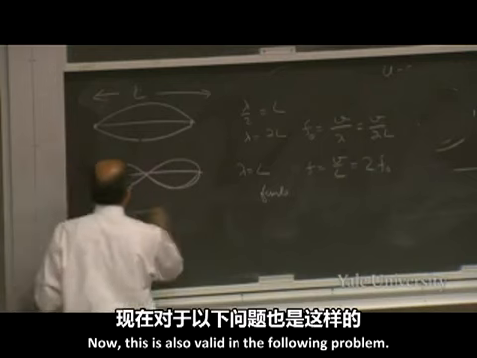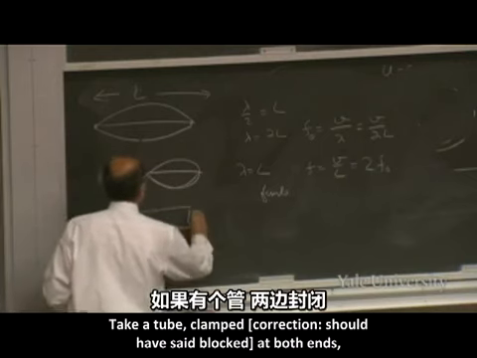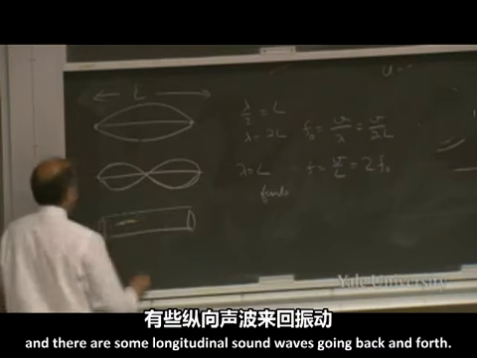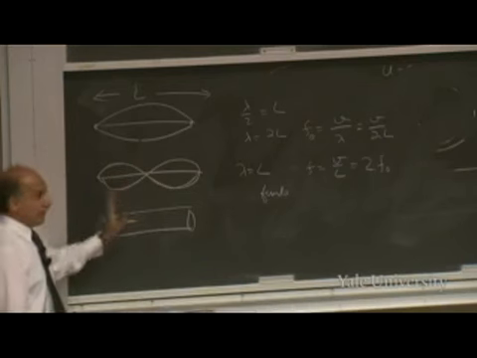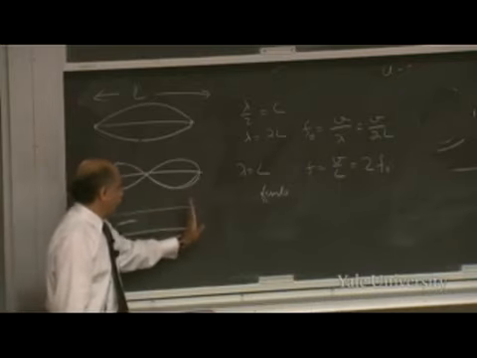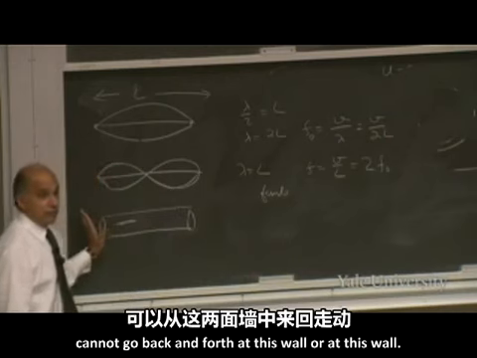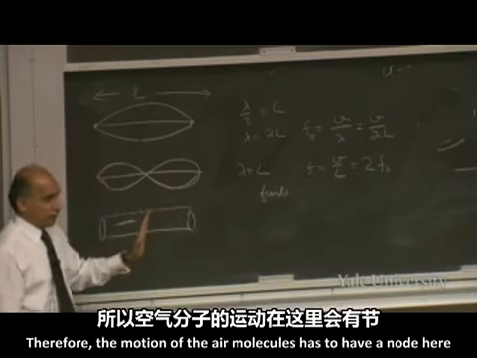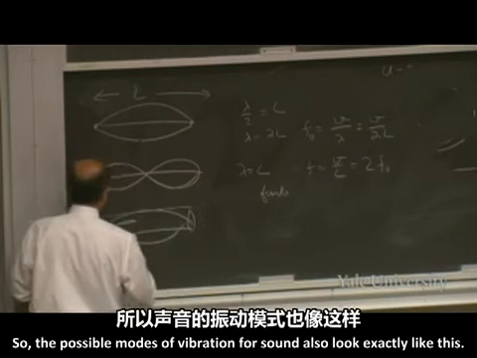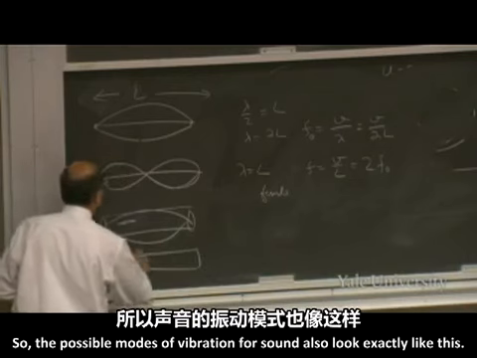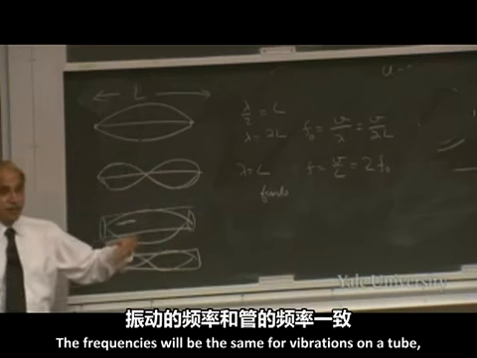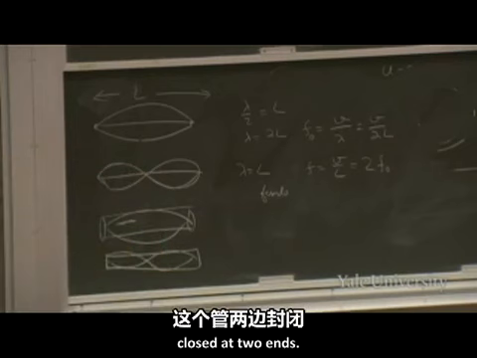Now this is also valid in the following problem. Take a tube clamped at both ends, and there are some longitudinal sound waves going back and forth. This is transverse waves on a string. This is sound waves going back and forth. You realize the sound waves cannot go back and forth at this wall or at this wall. Therefore, the motion of the air molecules has to have a node here and a node here. So the possible modes of vibration for sound also look exactly like this.